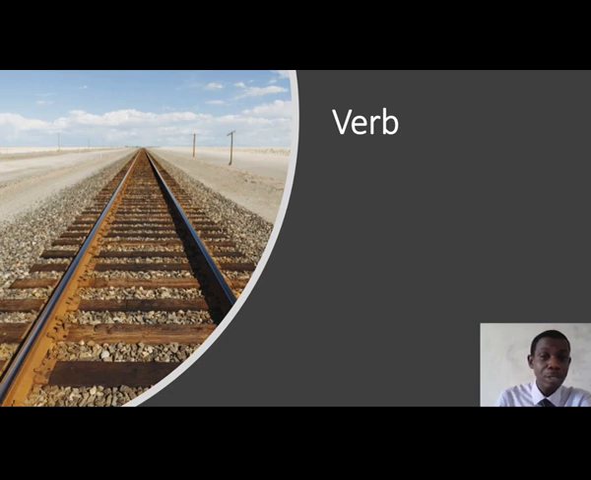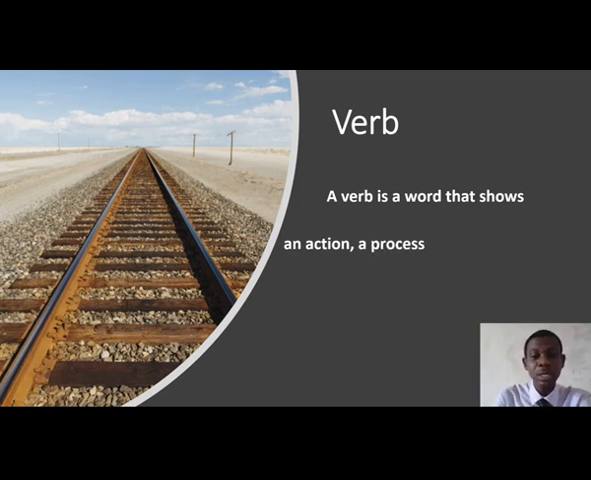Yes, the basic thing that separates a phrase from a clause is what? The verb. So what is a verb? A verb is a word that shows an action, it shows a process, and it shows a state of being. That is what a verb is. A verb shows an action, it shows a process, and it shows a state of being.